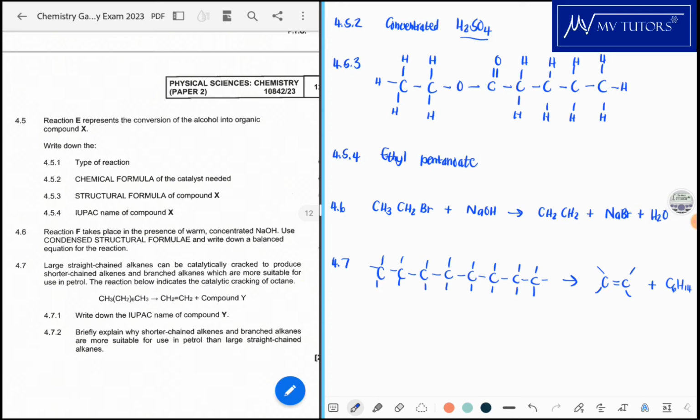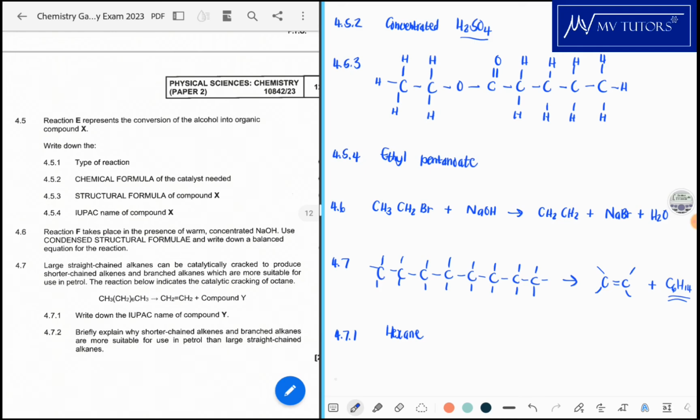All right, so when it says 4.7.1, write down the IUPAC name of compound Y. That's basically going to be hexane. Okay, that's just a straight chain, but if you wanted to put some branches to it, as long as the molecular formula ends up being C6H14, I think that is fine. But there's so much room for branched alkanes that you can put. I don't want to even go there, so I'll just stick to hexane.